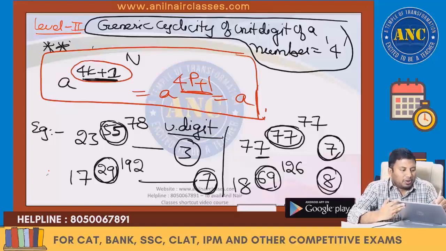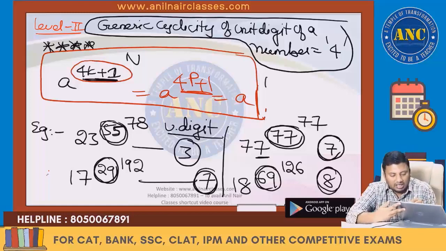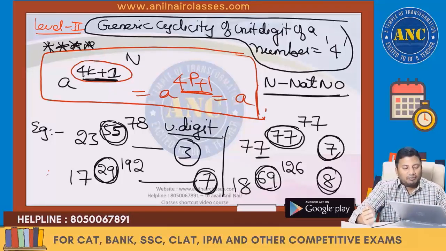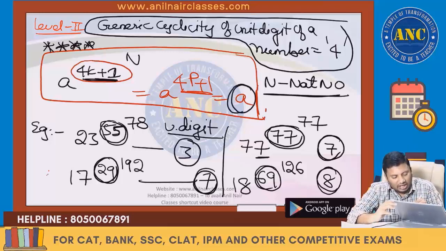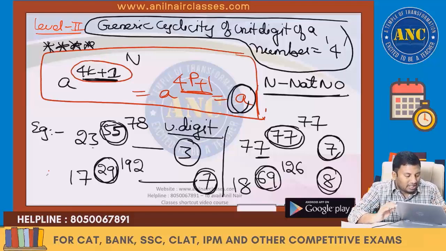If the first power is 4k plus 1, 4k plus 1 power any natural number, n is any natural number here. If it is 4k plus 1 power any natural number, the unit digit on the right hand side is A. Only the unit digit we require.